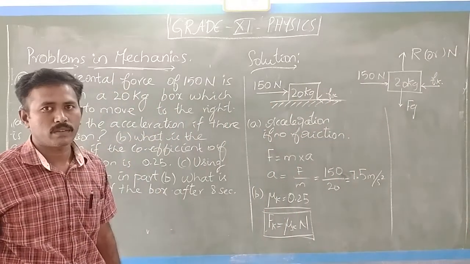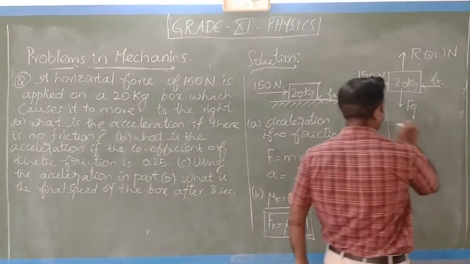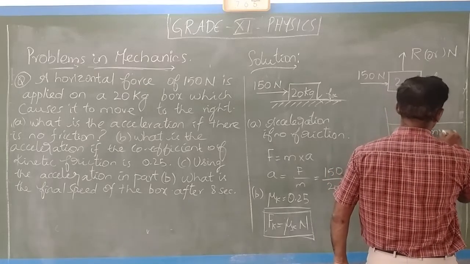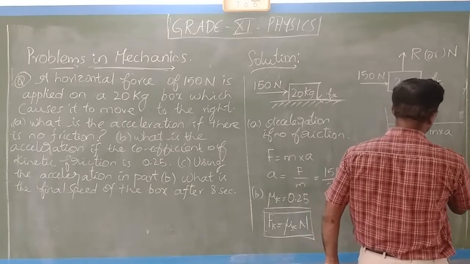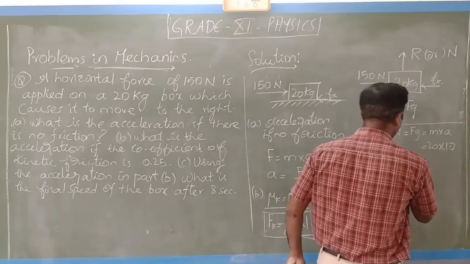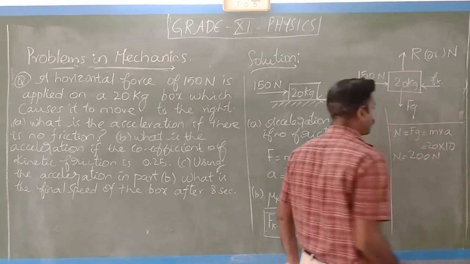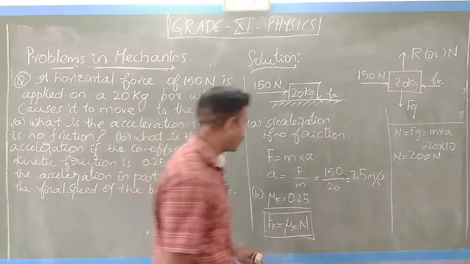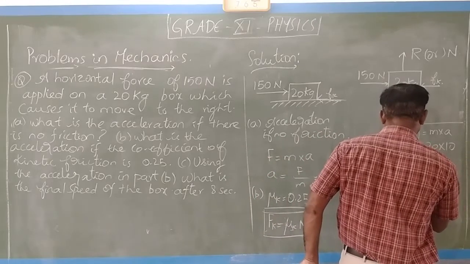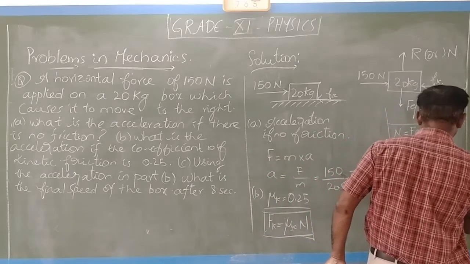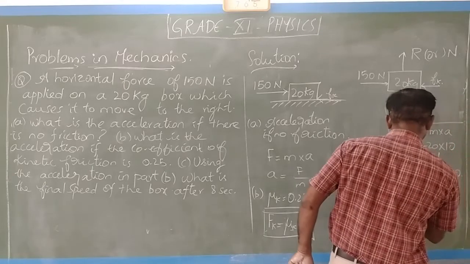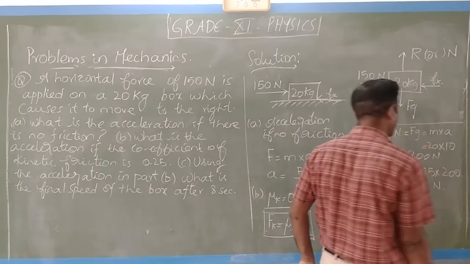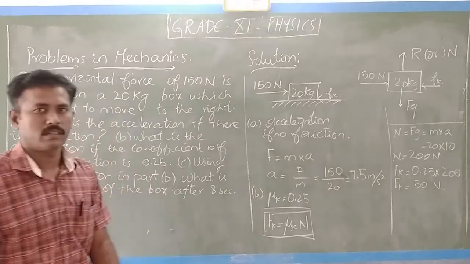So N is equal to Fg. Then what is Fg here? Fg is mass times acceleration due to gravity, 20 into 10. So now N equals 200 Newton. So now what is Fk? Fk is 0.25 into 200. So Fk is 50. Fk is 50 Newton.